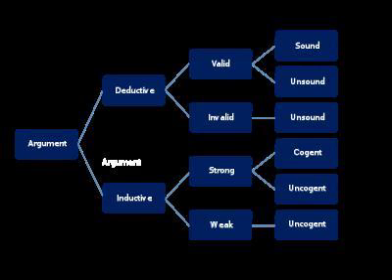This is where we get to soundness. Soundness is another property of arguments. Soundness has to do with truth. An argument can be sound or unsound. There's a little sound wave, because I'm quirky like that. What it means for an argument to be sound is that it has two properties. It's valid and it's true.